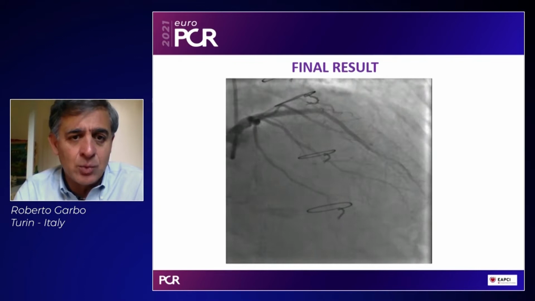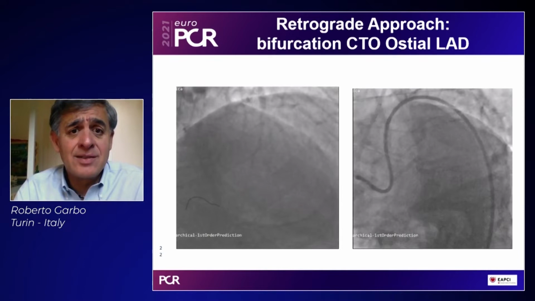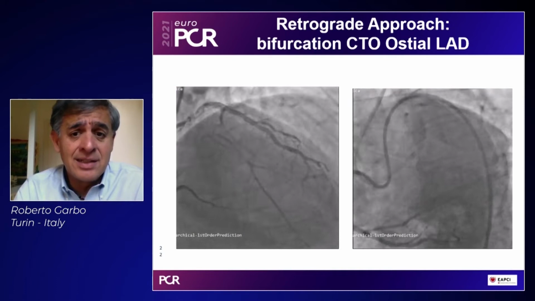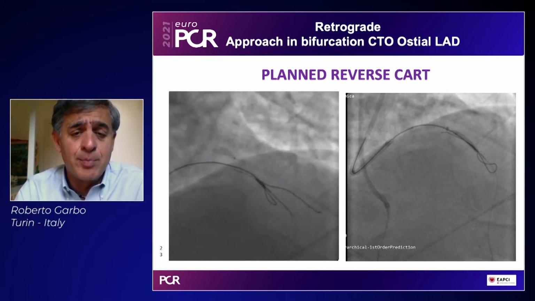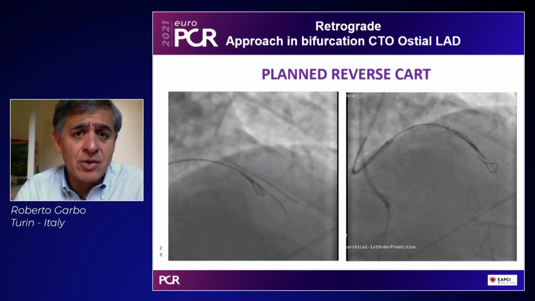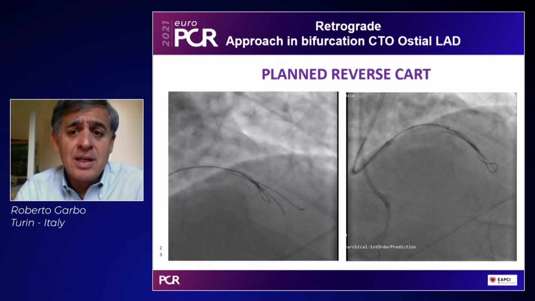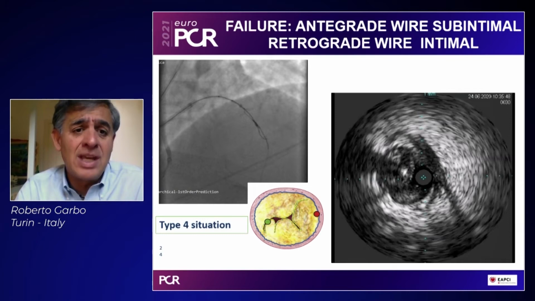Another situation is another ostial LAD CTO, you can see here, in which I was not able to do an anterograde puncture for entry point evaluation. I need to go retrograde, and I planned a reverse CART, but I was not able to make the connection in this situation, in the proximal LAD, because I was not able to re-enter from retrograde wire in the guide extension.